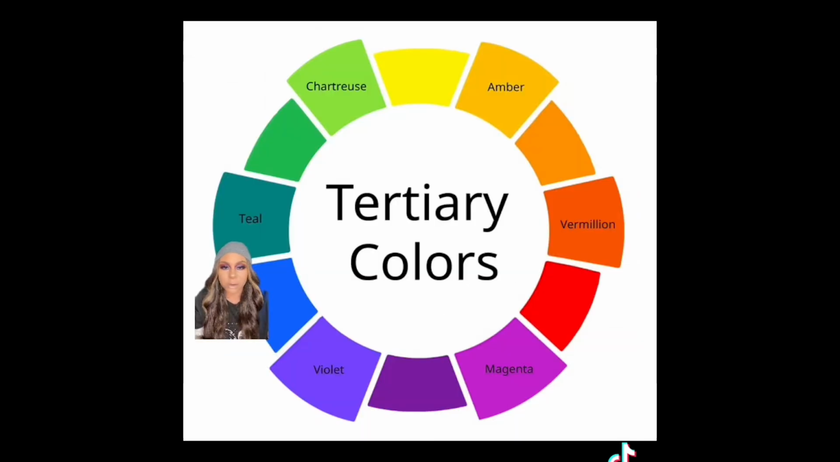So I actually found a chart with the tertiary colors on it, and it tells you the exact names. Instead of saying blue-green or yellow-green or anything like that, it tells you the exact names. So we have teal, chartreuse, amber, vermilion, magenta, and violet. Once you understand the primary, secondary, and tertiary colors, then everything else becomes a lot easier when you're understanding what cancels what out and what creates what.